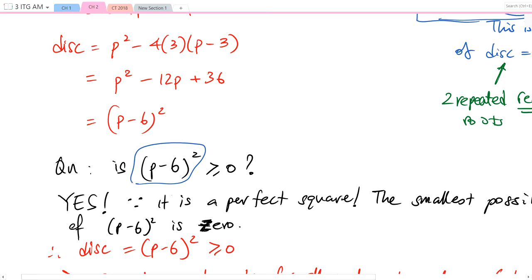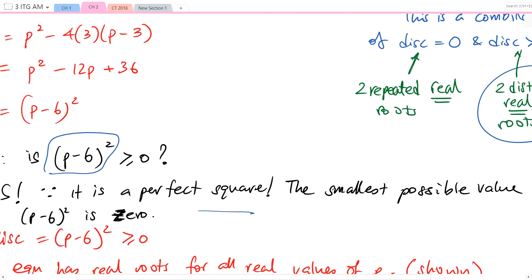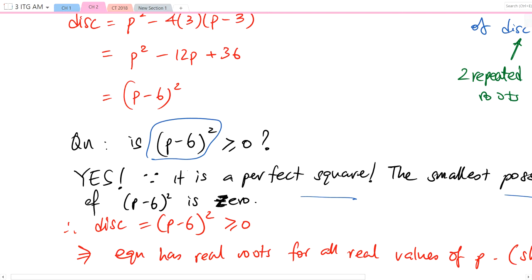The minimum is 0 because positive times positive is positive, negative times negative is positive. You see, the answers are always positive. But that is not the minimum. What is the minimum? 0. When do we get 0? 0 times 0. Okay? So yes, this is a perfect square, so the smallest possible value is actually 0. So we can conclude that the discriminant is greater than or equal to 0.